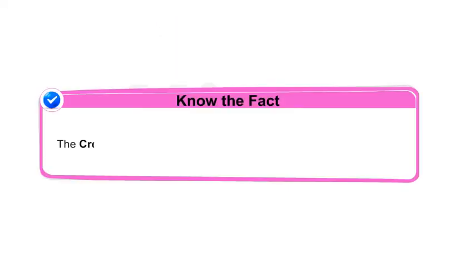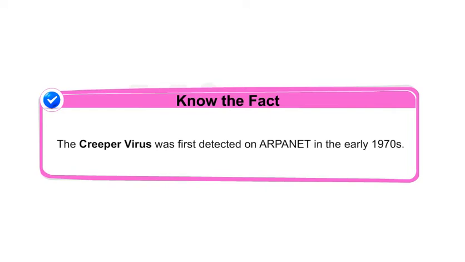Time for the fact file. The Creeper virus was first detected on ARPANET in the early 1970s.